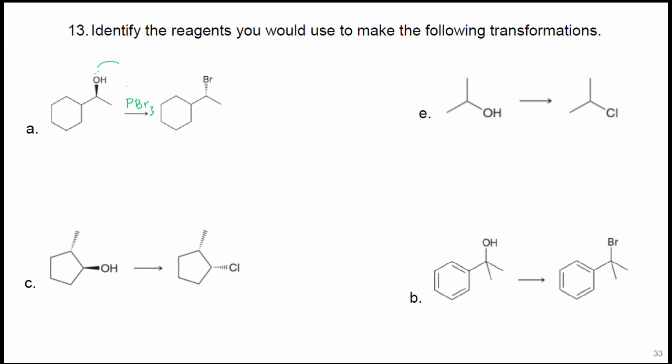Usually what happens is the OH attacks the P because oxygen really likes P, and one of those Brs will get kicked off. So this huge group now is a really great leaving group. And that Br minus that was kicked off can act as a nucleophile and kick that off. That will do an SN2 attack, which is how we get the inverted stereochemistry there.